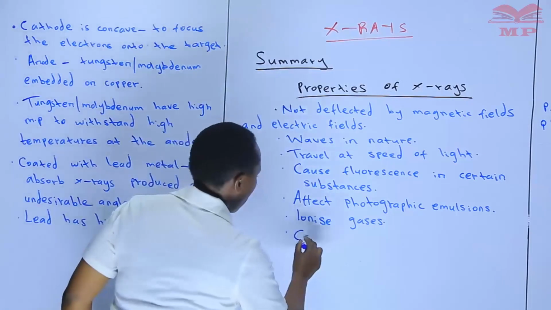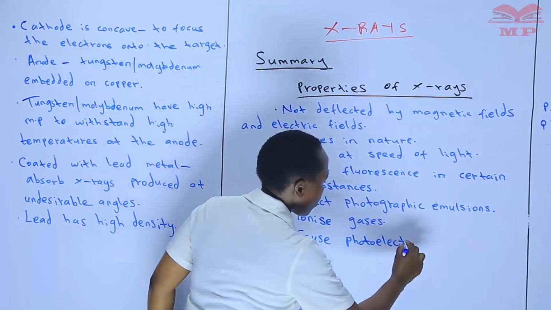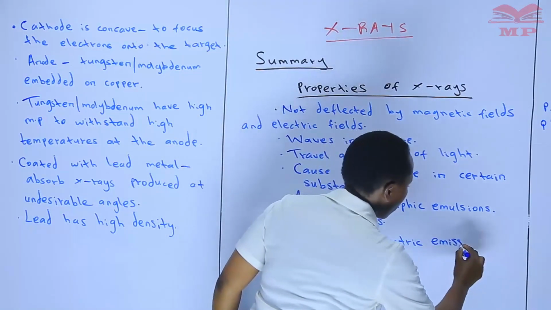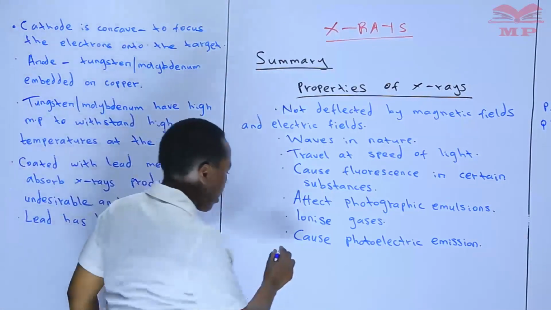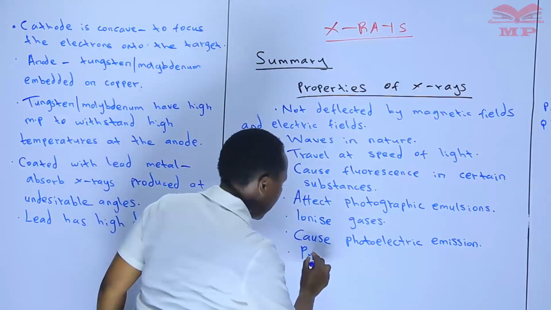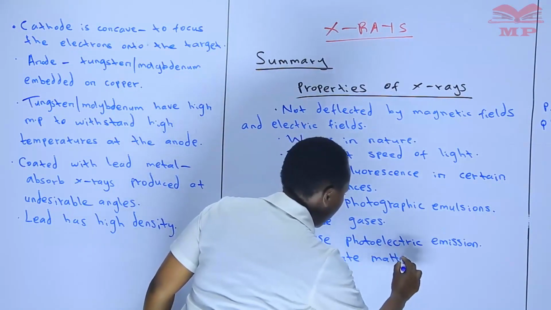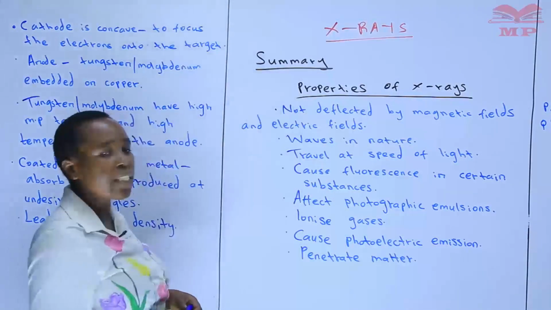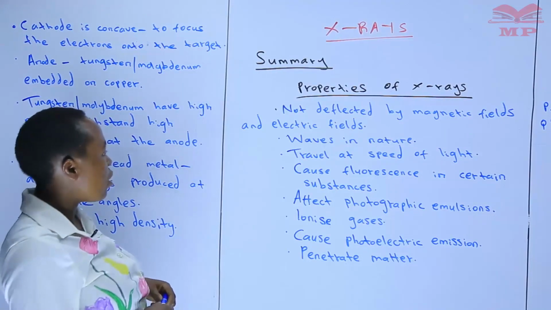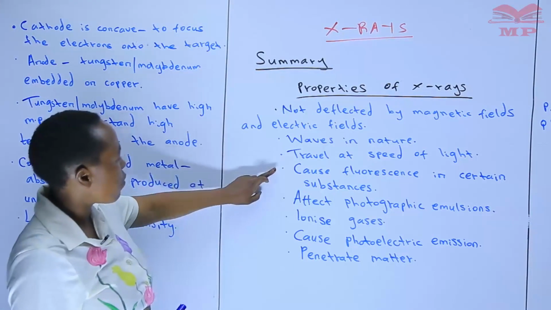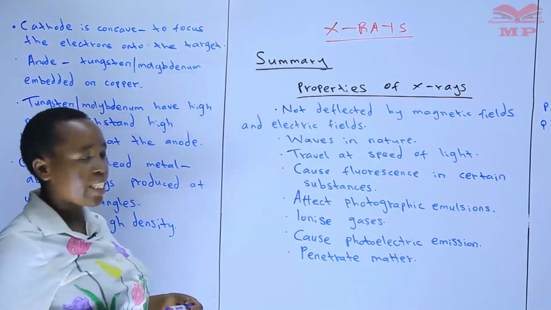We also say that they cause photoelectric emission, a topic discussed later. Then we can also say that they penetrate matter, with least penetration occurring in metals of high density. So those are 1, 2, 3, 4, 5, 6, 7, 8. So these are the properties of X-rays in summary.